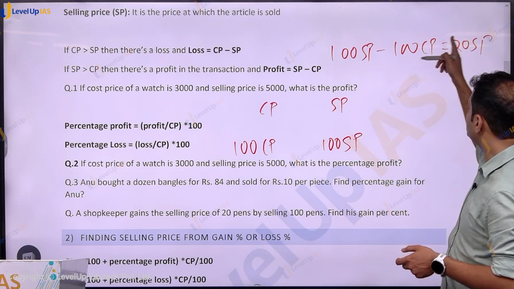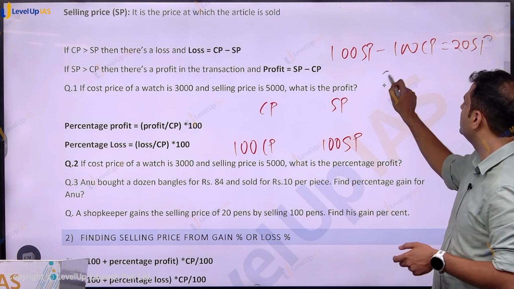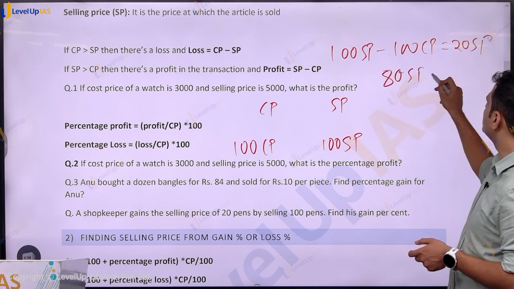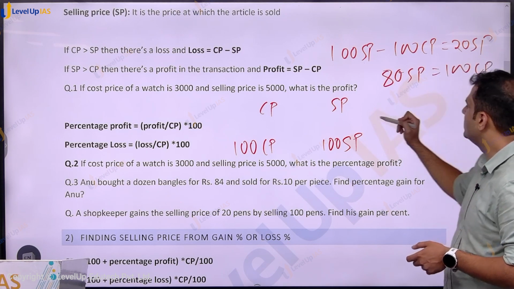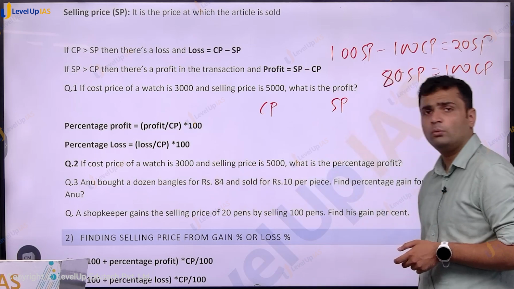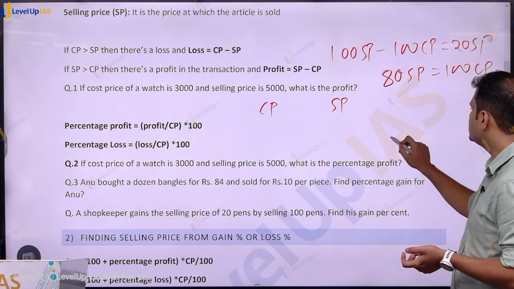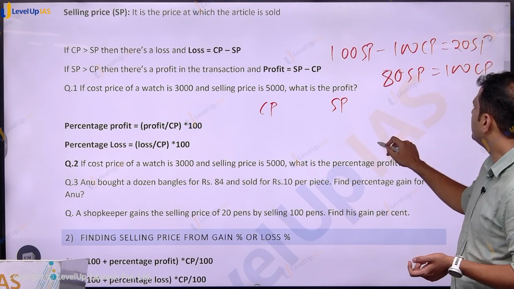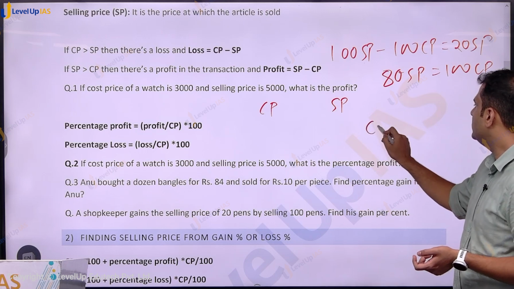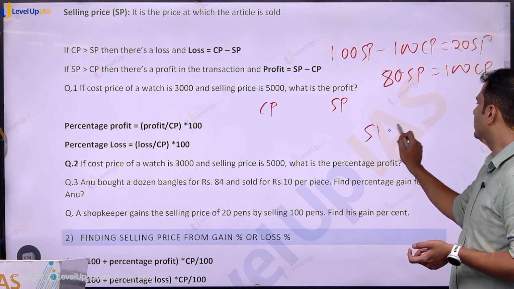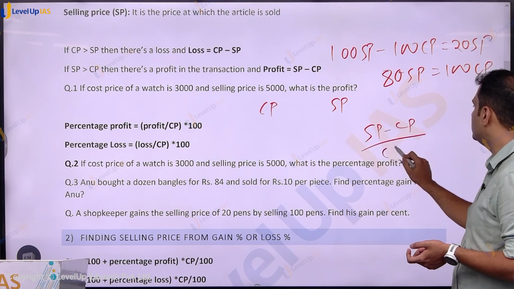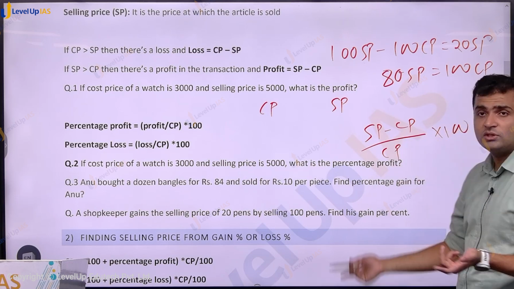If you bring SP this side, CP that side, so we'll have 80 SP is equal to 100 CP. And what is the percentage profit? It is absolute profit. Absolute profit is SP minus CP divided by CP into 100. This is the percentage profit.